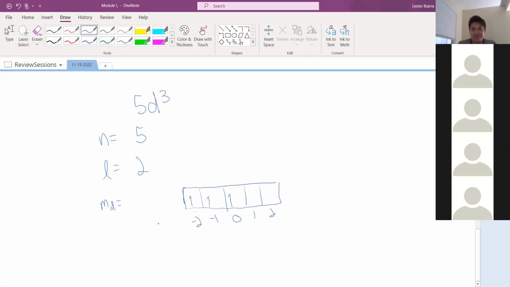So then my M sub L would be what in this case? 0, because my last electron that I drew was on 0. And then what about my M sub S? Positive 1/2. Why is it positive 1/2? Because the spin is going up, the arrow is going up, the electron's pointing up. Sounds good? Any questions before I move on to the next example?